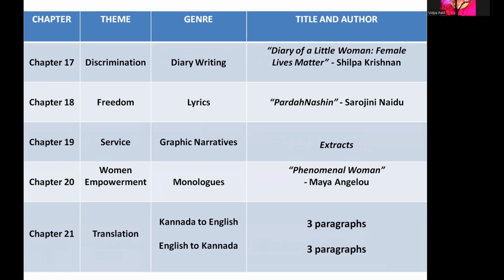The next chapter is a poem titled Parda Nashin by Sarojini Naidu. Sarojini Naidu, who is also known as the Nightingale of India, in this poem talks about human rights, women's studies, gender bias, and patriarchal hegemony.